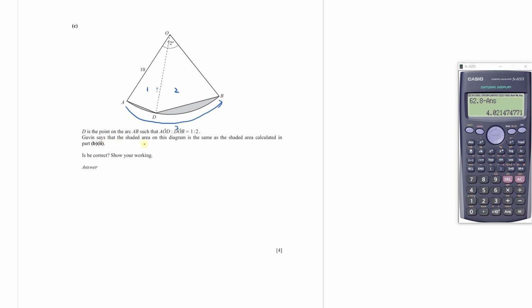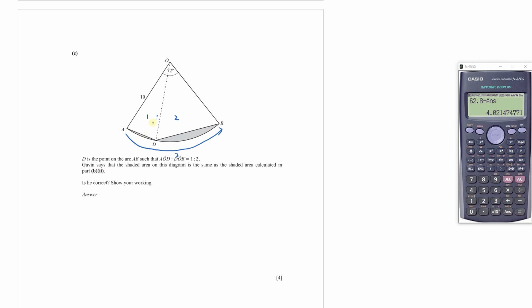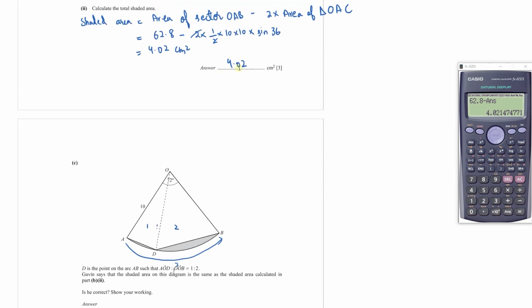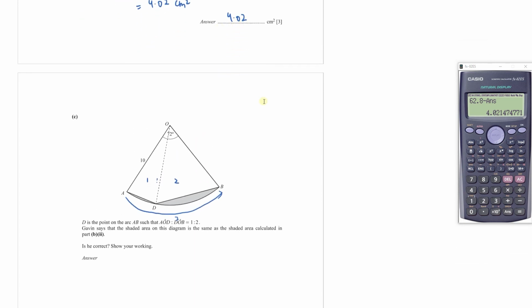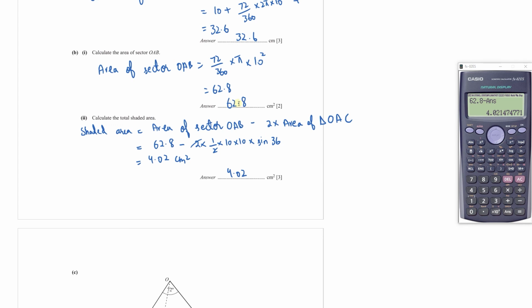Gavin says that the shaded region on this diagram is the same as the shaded region in part B2. So in part B2 you calculated this. Is he correct? Show your working. So we can calculate the area of this shaded region now, this here and this, and compare it with the shaded region area that we calculated in the previous part and see if they are the same. So to calculate the area of this shaded region, again, I will do the same. I know the area of this full sector OAB. I calculated it here.